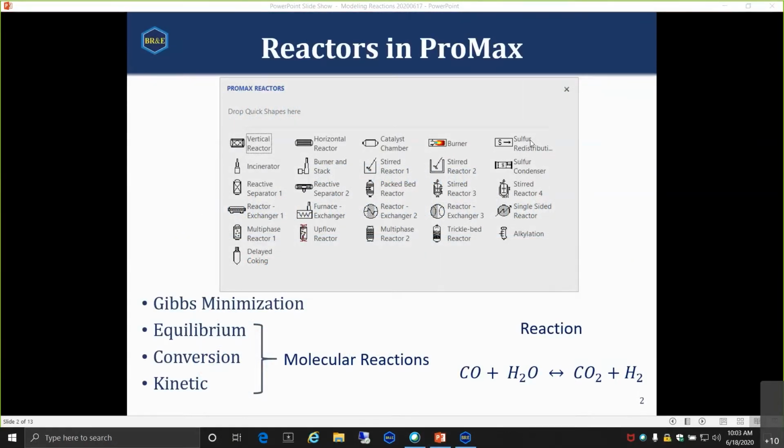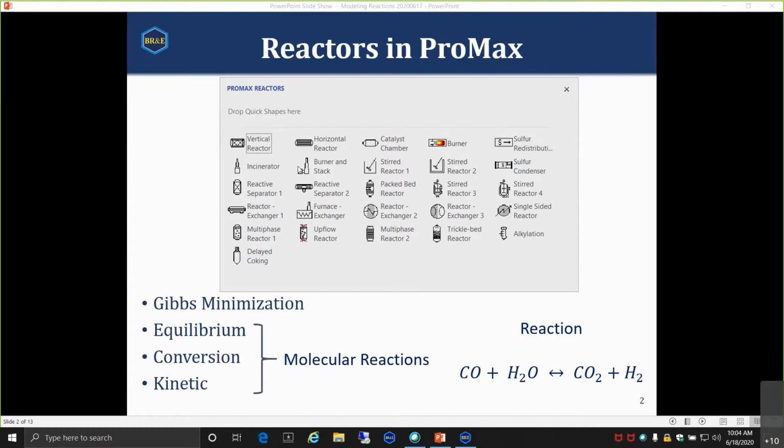Reactors and ProMax. There are a number of reactor shapes that you will see when you go under the ProMax reactors shapes that appear in the list of shapes on the left-hand side of a typical ProMax screen. Most of the time, the typical shapes that I've seen are either this vertical reactor, the horizontal reactor, the burner, there's the sulfur redistribution, the sulfur condenser, and one of these burner/incinerator type stack setups. Those are the most common ones that I've seen used.